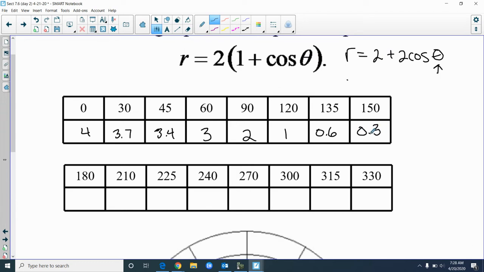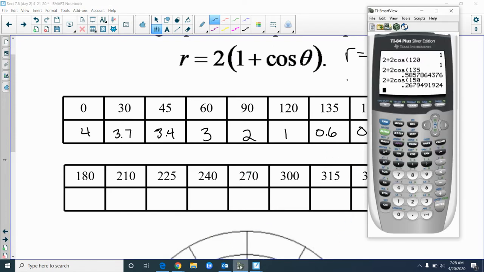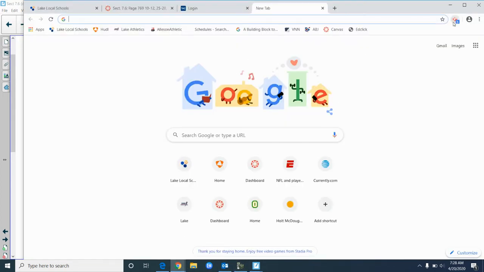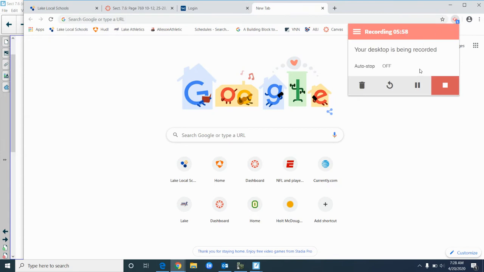All right, I'm going to pause this. You go ahead and fill in 180, 210, 220. Go ahead and fill in all of them. Got it? And then I'll be back in one second, and then we'll finish this off.